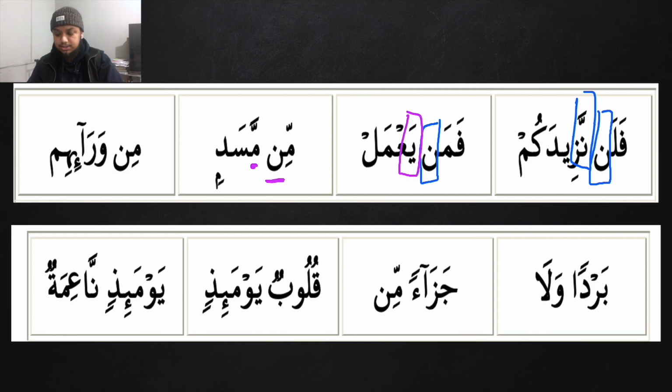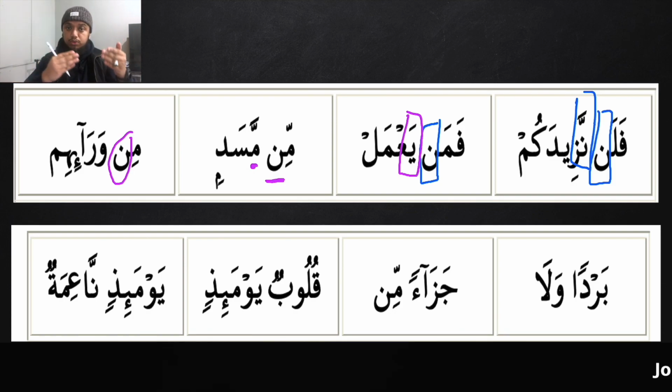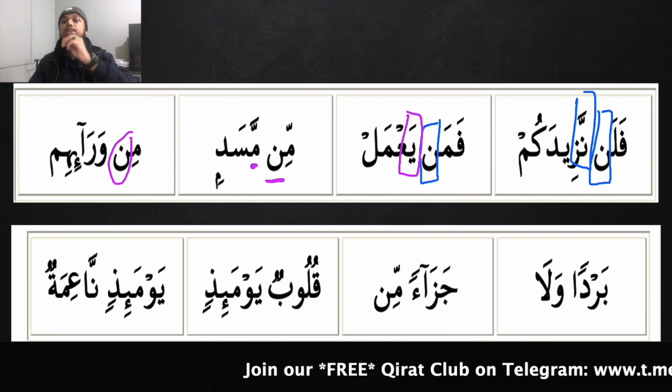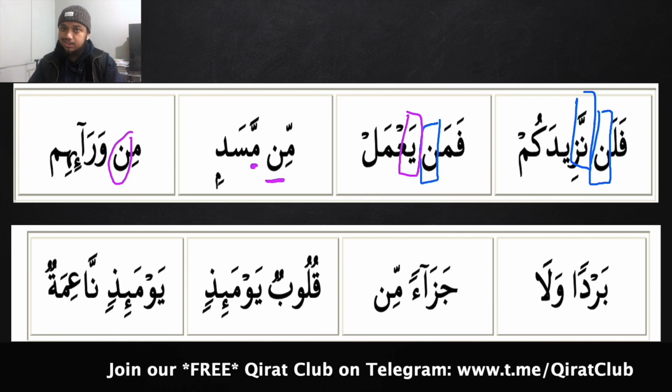And now let's look at the next example. Min waraihim. We have a noon sakina here, and it is followed by a waw, which is one of the 6 yarmalun letters, and more specifically it is one of the 4 yanmu letters. So we must merge the noon completely into the waw and read it as one single letter with ghunna for 2 harakat.